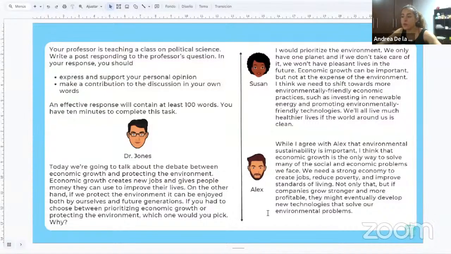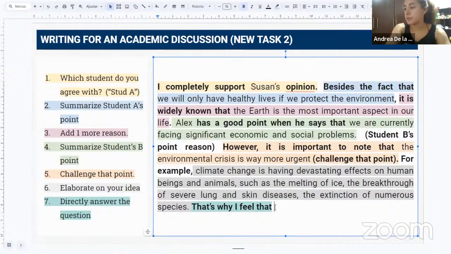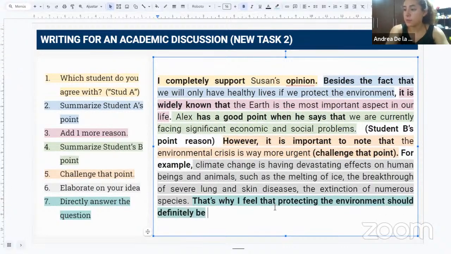That's why I feel that, let's say, protecting the environment should definitely be prioritized over growth, por ejemplo. ¿No?